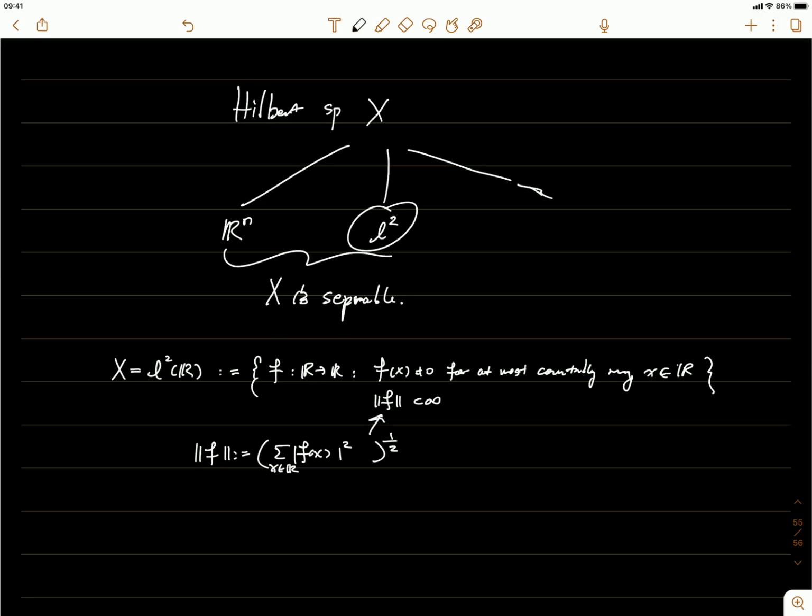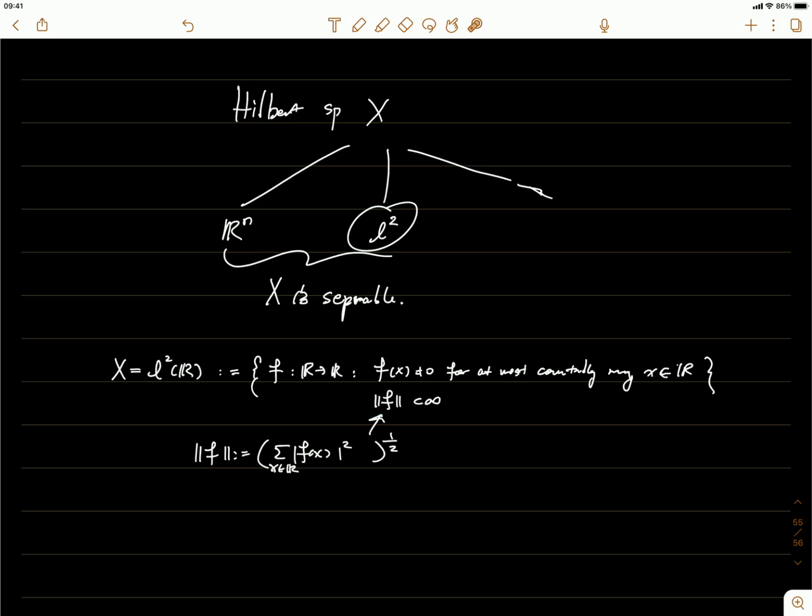So when we take the sum here, it's actually reduced to a sum of at most countably many terms. So this sum makes sense. It's not taking a sum over uncountably many terms. Okay, so this makes sense. And this is how I'm going to define the norm.